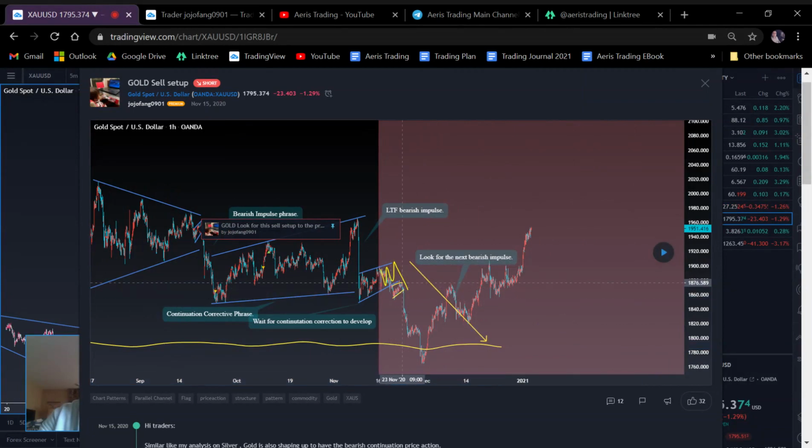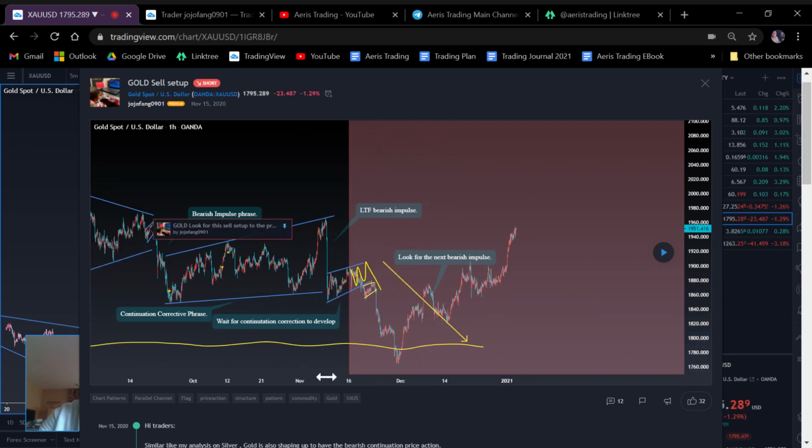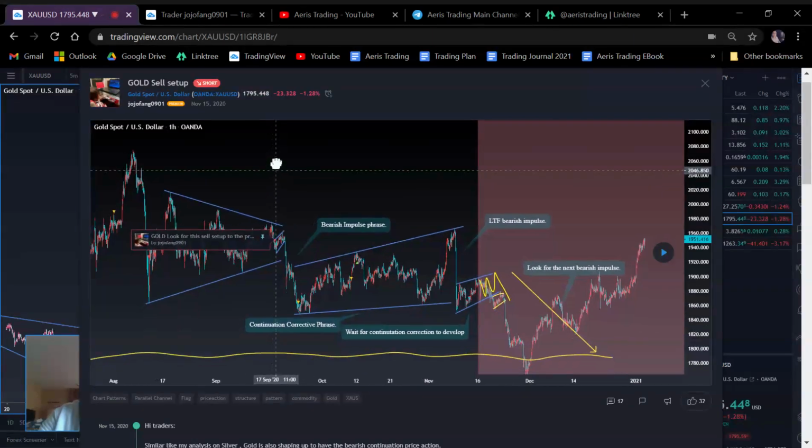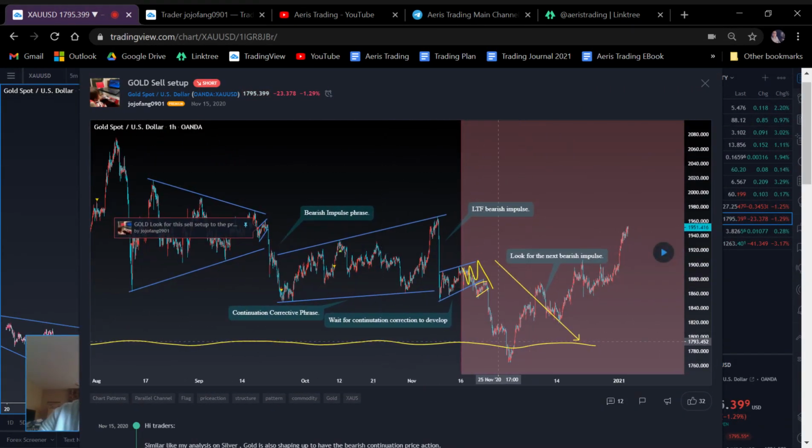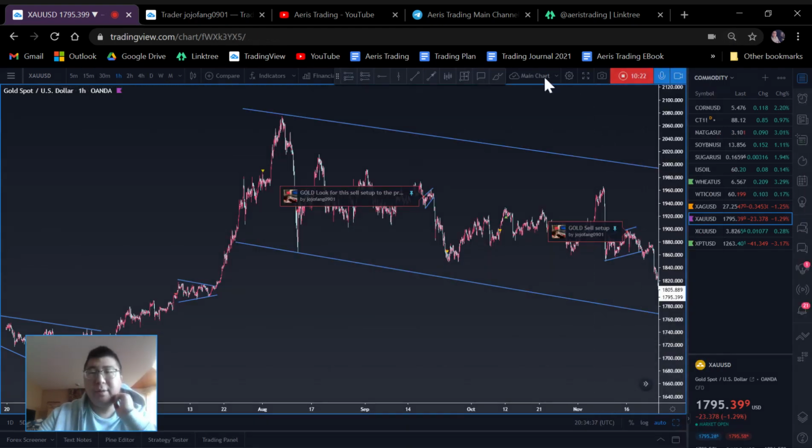Breaks out, forms a continuation, pushes down, forms another continuation, but instead of more continuation, we see a reversal push up. And again, that is why we set take profit, right? That is why we always understand that looking back at it, this is the previous swing low, and if we didn't set a take profit here, we're giving back the potential profit.